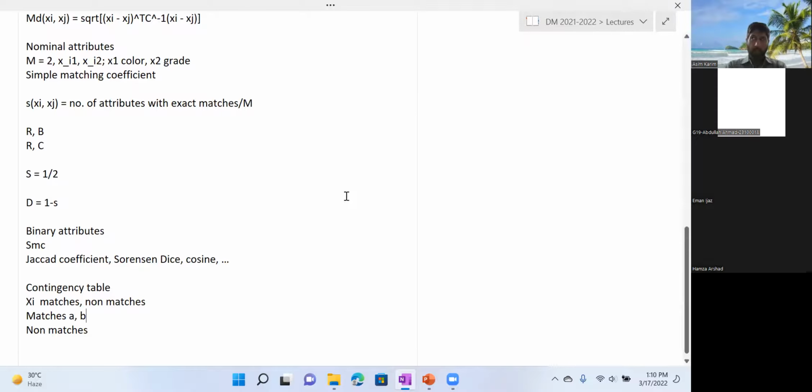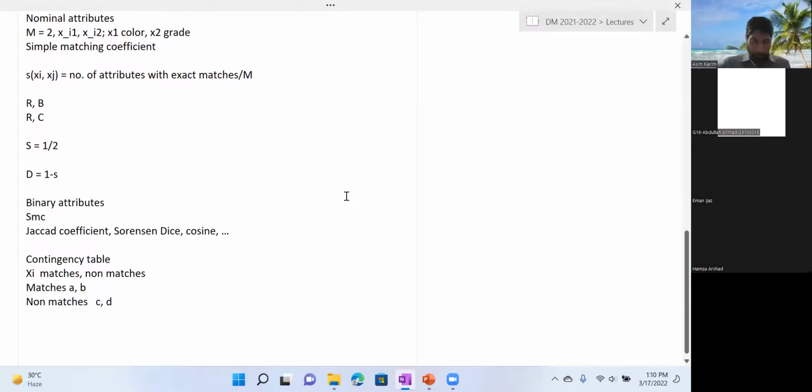So you can have A, B, C, and D. And of course, all of these A, B, C, D would sum to the total number of attributes M. Okay? M is the total number of attributes in your data set. So for binary attributes, you can do that.